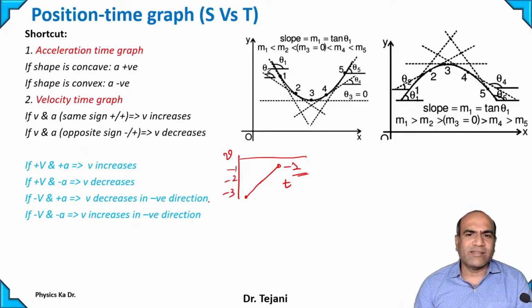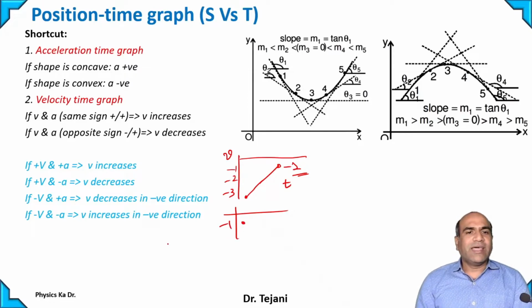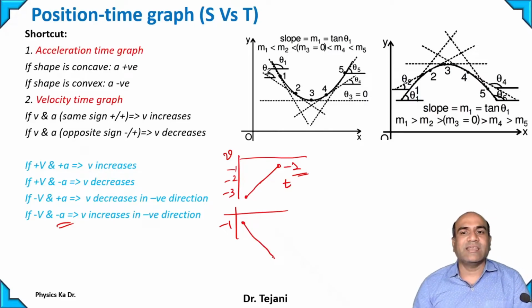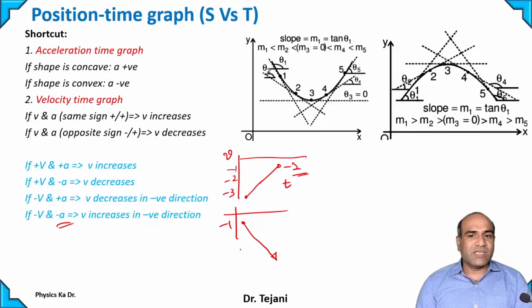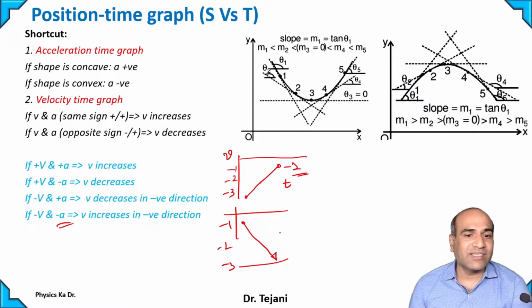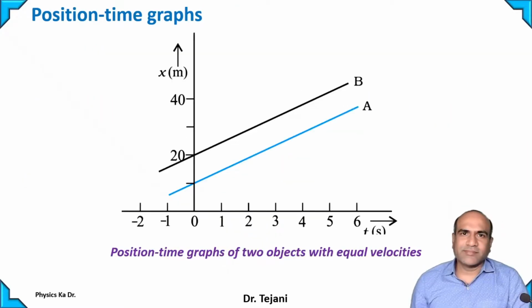And in the last part, if velocity is negative, say for example, negative 1, and there is a negative acceleration, that means it is again decreasing. But see, it is minus 2, minus 3, so actually it is increasing in the negative direction. So you have to understand this concept very well.